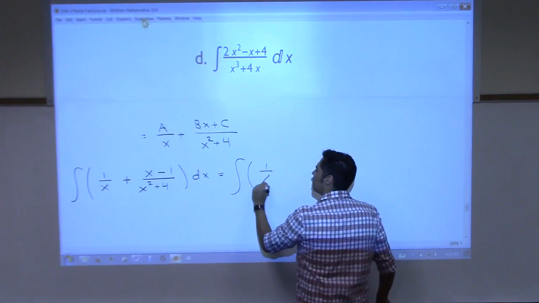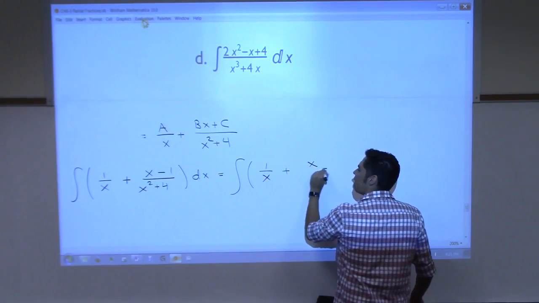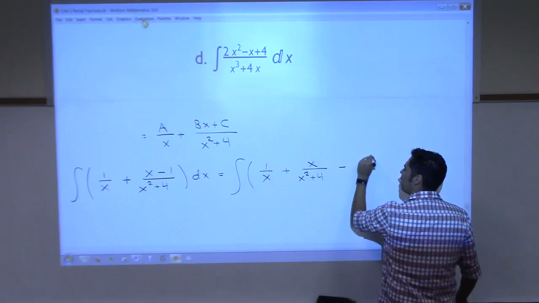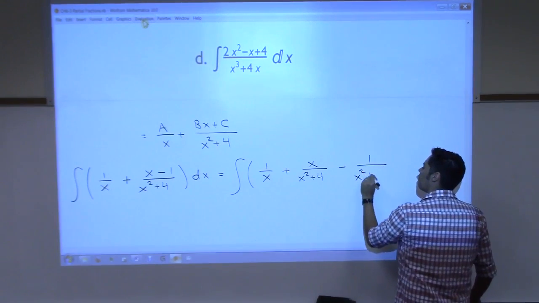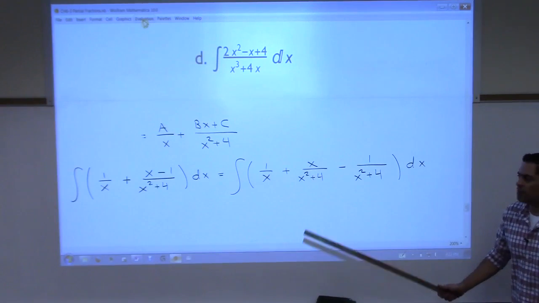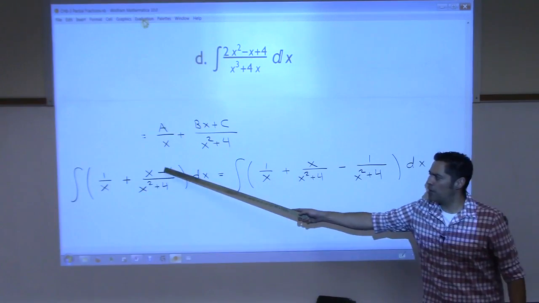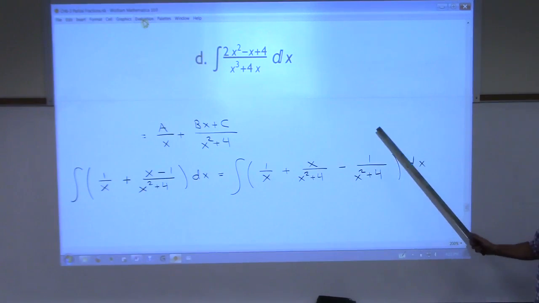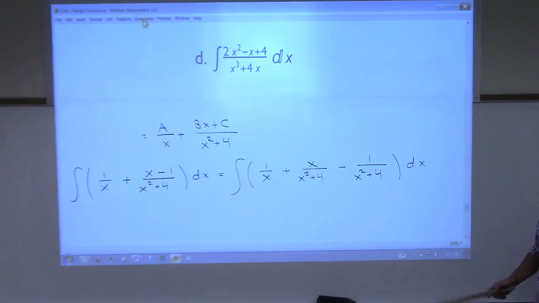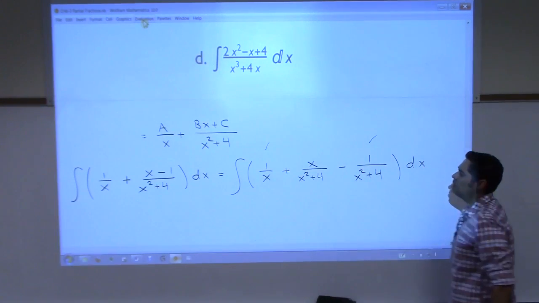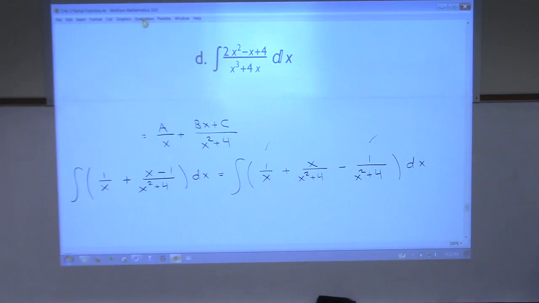How about this? The comment was, can you split it? Yep. Everyone see the splitting here? X minus 1 on top, split it into 2 fractions. X over the denominator, the 1 over denominator, and the minus went between. Look at the first one and the second one. You should just be able to look at those and tell me the answer, right?